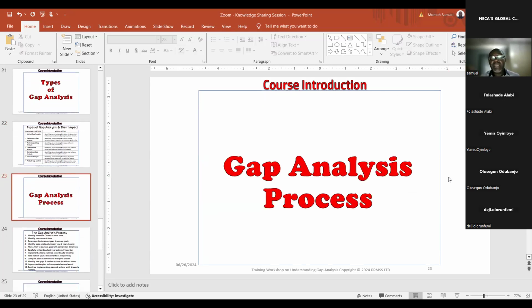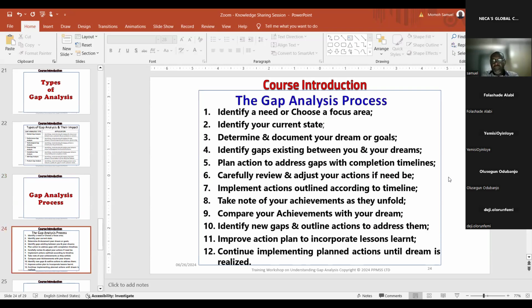So like I said, gap analysis varies, but what will determine the kind of gap analysis you are going to conduct is your focus, the plan, the objective that you intend to achieve. So let's look at the gap analysis process. We are nearing the end now.